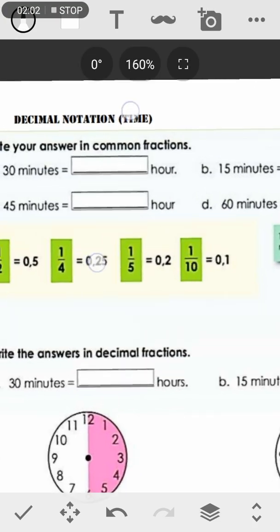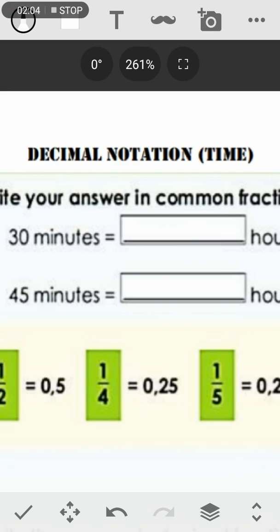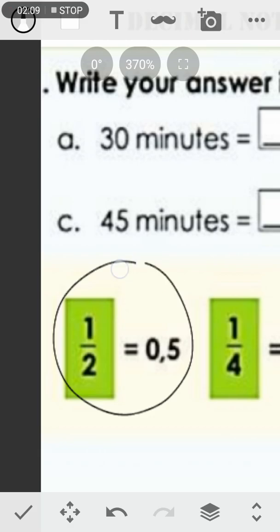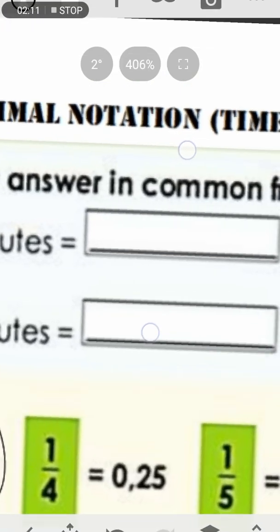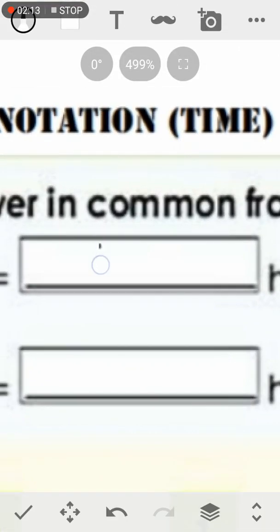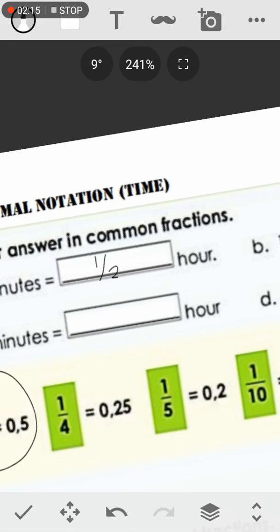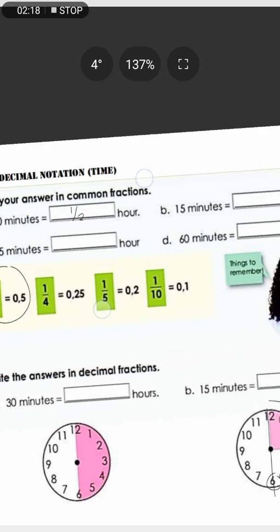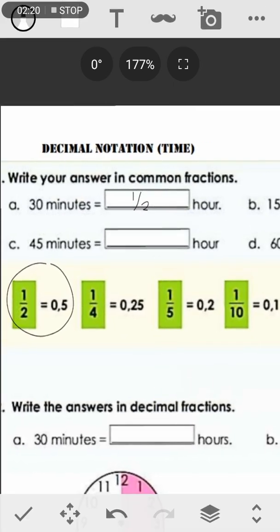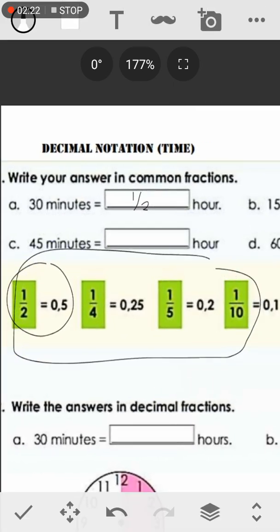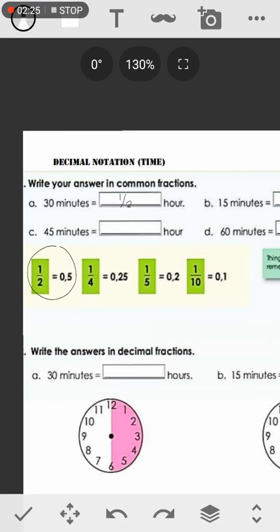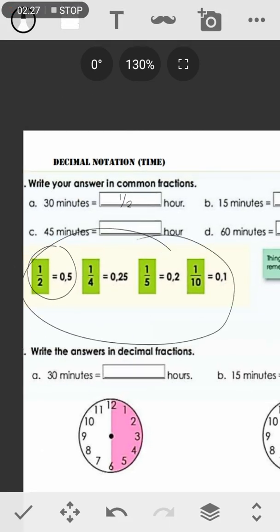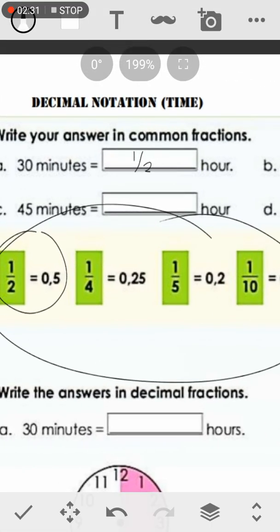Okay, so you should all know what half means. Okay, 1/2. Okay, so 30 minutes actually equals half an hour. Okay, I want you guys to do the rest for me. Also, please take this down in your notebooks before you start the activity, because this here is very important for you to understand. Okay, for you to memorize. You would have seen it in your activity yesterday.